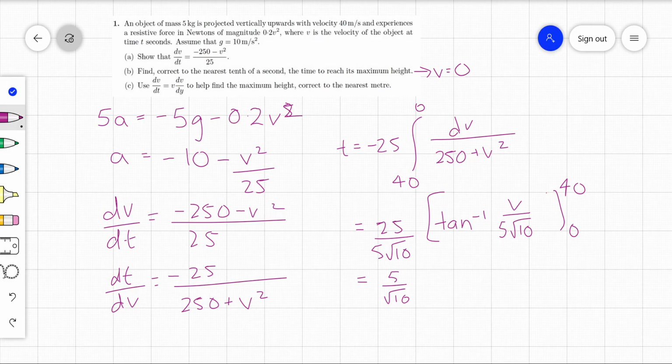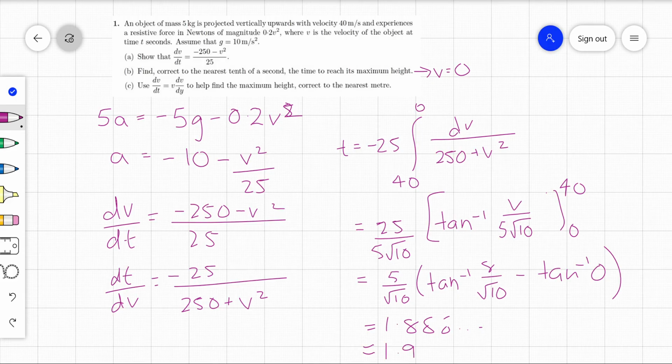So 5 on root 10, I'm going to have inverse tan of, so 40 on 5 is 8, so 8 on root 10, minus inverse tan of 0, which we know is 0. All right, so put that in the calculator then, and you will get 1.888, so approximately to the nearest tenth of a second, 1.9 seconds. Okay, so that would cover part B.